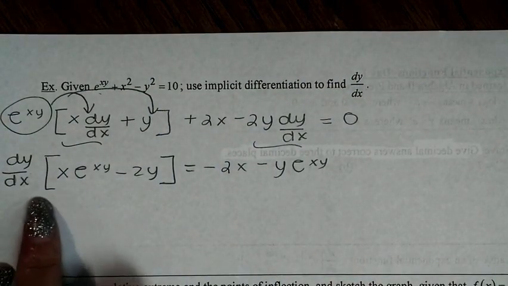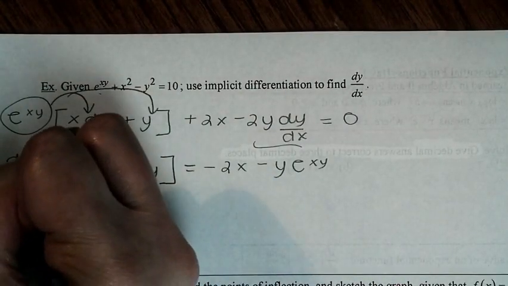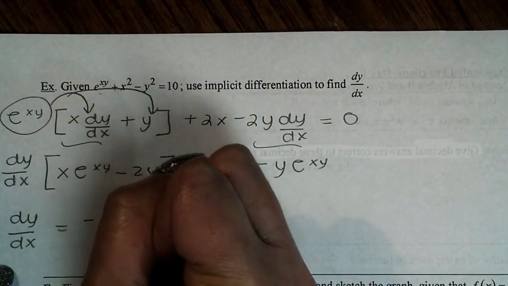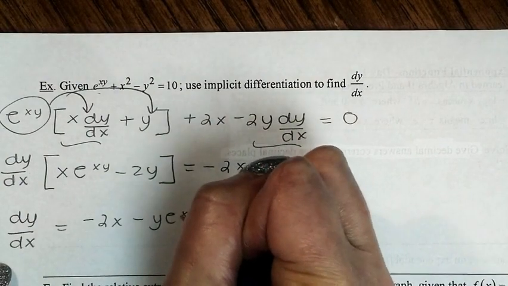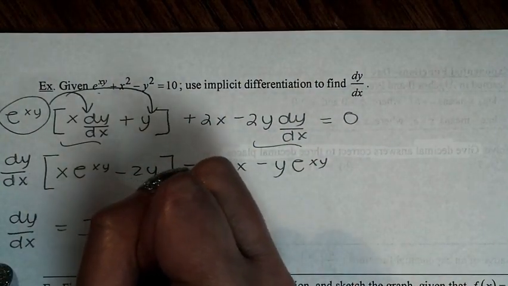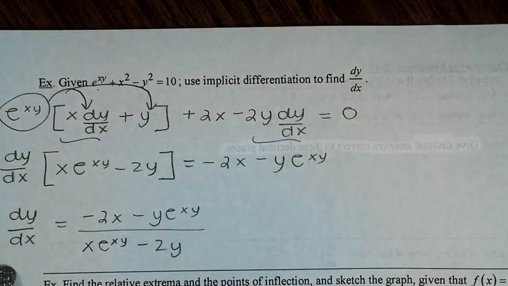After that, you're going to divide both sides by this monstrosity, and you are not afraid, because now you know that you can divide by whatever you have there. So you have negative 2x minus y e to the xy, everything divided by x e to the xy minus 2y, and that's your answer.